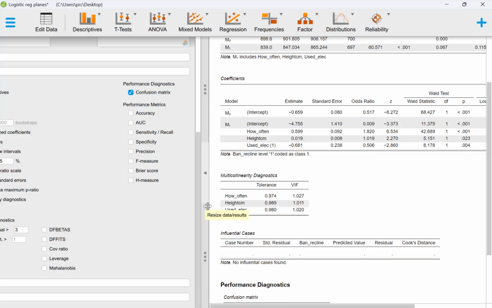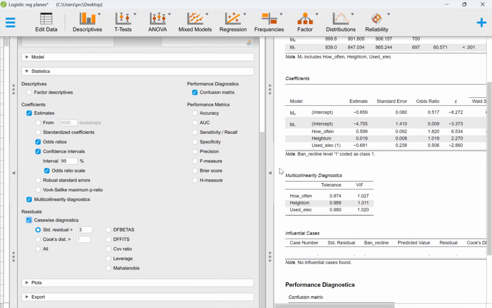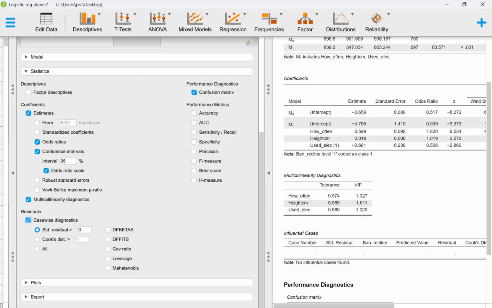Influential cases are people who don't really fit your model and cause a big effect on the model, so one person having a large effect on the model. Again, because this is a very large data set, it's unlikely to get anything that's going to have a big effect on your model. With smaller data sets, that can be a bigger issue. So there's lots of other bits that you can do, but that's your real basics of logistic regression in JASP.